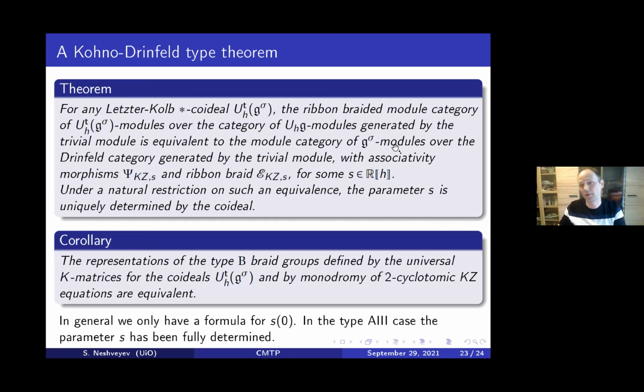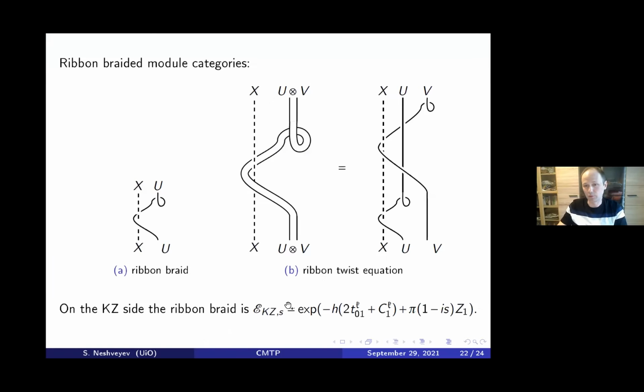And similarly, on the KZ side, we can consider this category of, again, G sigma modules, which we consider as a modular category over the Drinfeld category. Again, we don't consider all possible G sigma modules because there are some really bad ones. So we consider only the ones we can generate from the trivial module, or in other words, the ones which embed into G modules. And with associativity morphism defined by these associators defined by two cyclotomic KZ equations and this ribbon braid, which I wrote here.